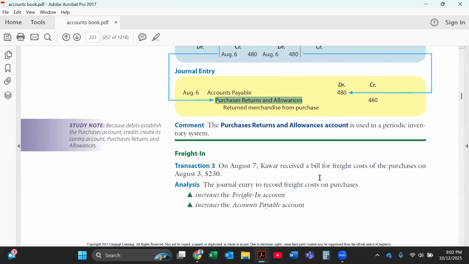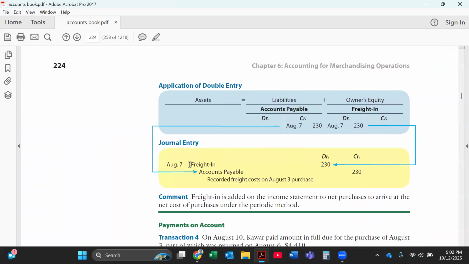When we receive a bill for freight and we have to pay this particular bill, we would debit the freight in account. That is an inventory account, but we call it freight in. Be reminded that freight in is any cost that I needed to pay to get the inventory to come to my business. Freight out is any cost I have to pay to get the inventory to go to the customer. So freight in is what will be debited. Accounts payable would be credited in this case because they said they received an invoice. It didn't say they made a payment.